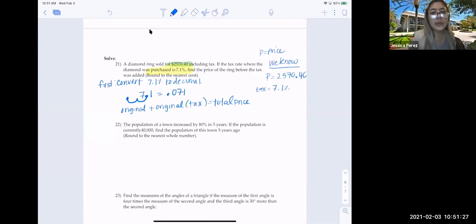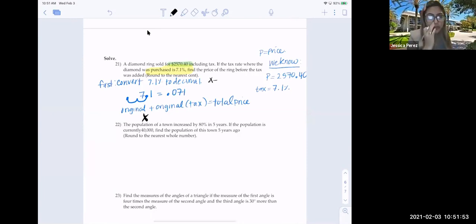So what is the original price? Do we know what it is? No, that's what we're looking for. We're finding the original price before it was taxed. So I'm going to keep this as an X. I don't know what it is. X is going to be the unknown. That's what we don't know, right?